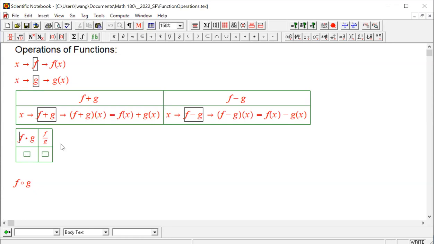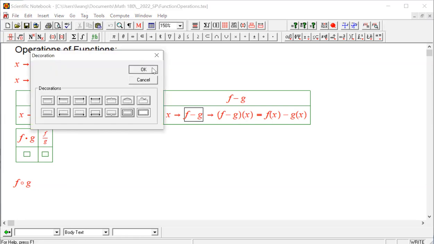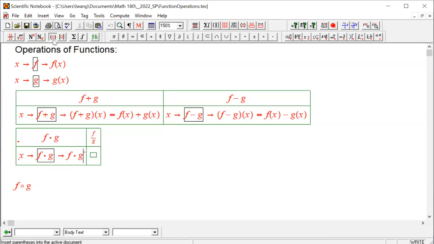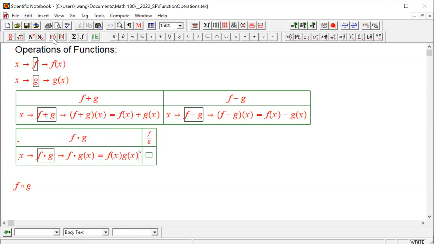For multiplication of 2 functions, it is defined as one function multiplied by another one, so f times g. It forms a new rule. It still takes an input and produces an output. So the output will be f times g of x, which is defined as f of x times g of x.